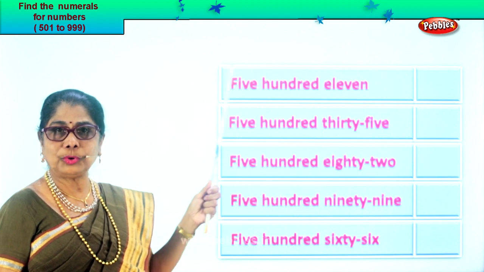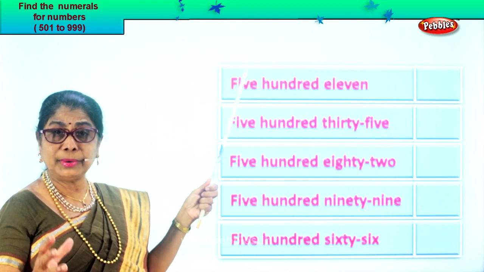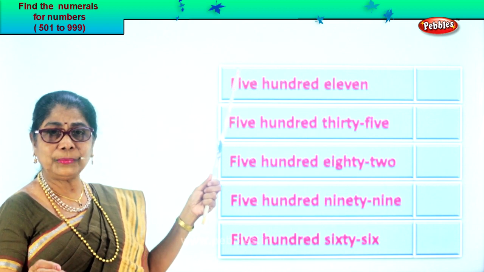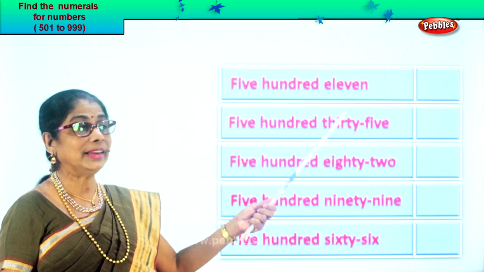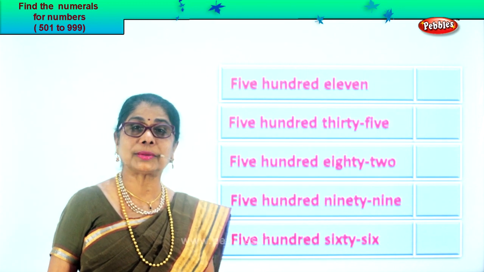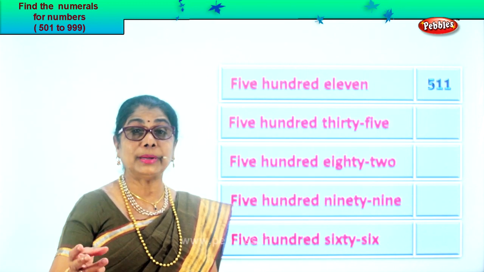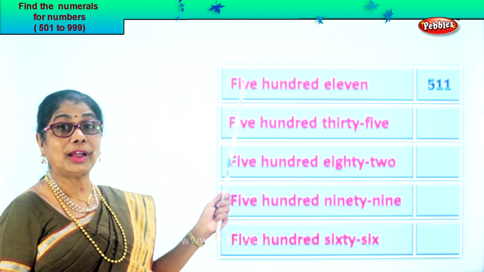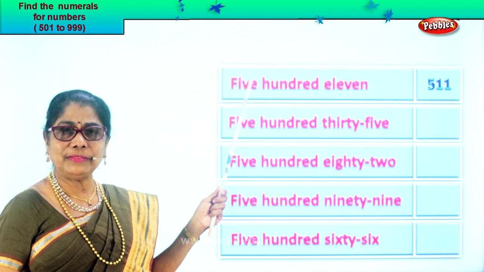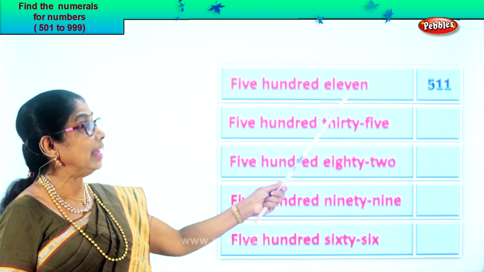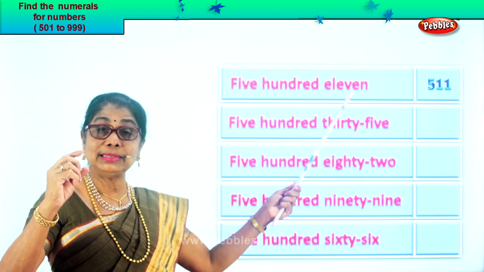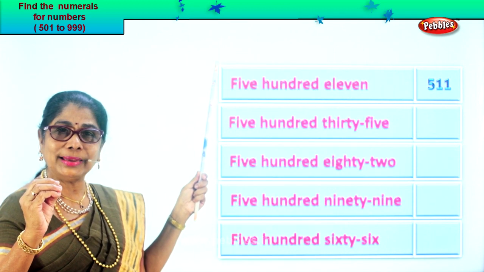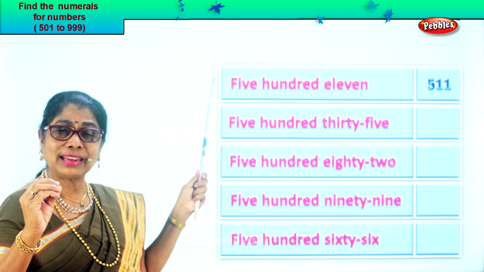511. What do you have here? 5. How many hundred? 500. 511. Now, when you write the numeral in the box, you must remember there should be 3 digits. The first one is here, you have 100. 5 in the 100 place, you have 11 here. 1 in the tens and 1 in the ones place. When you read it, you will be able to identify the numeral correctly.